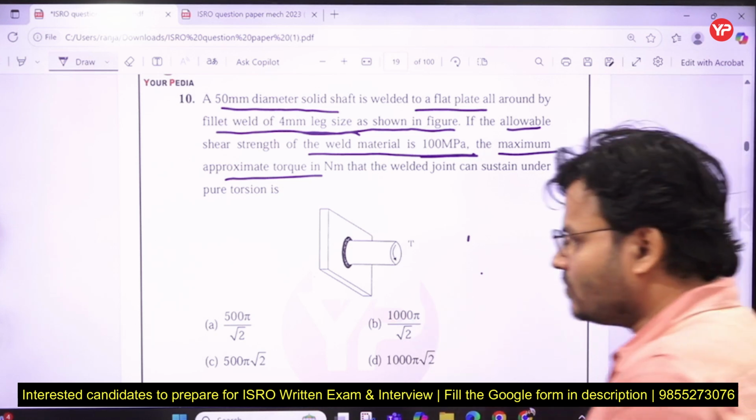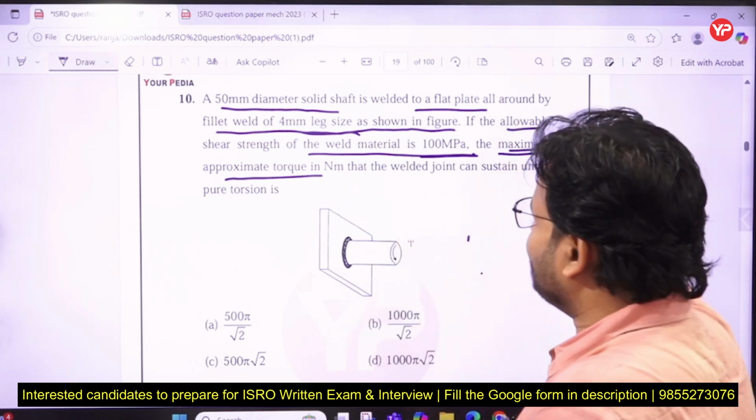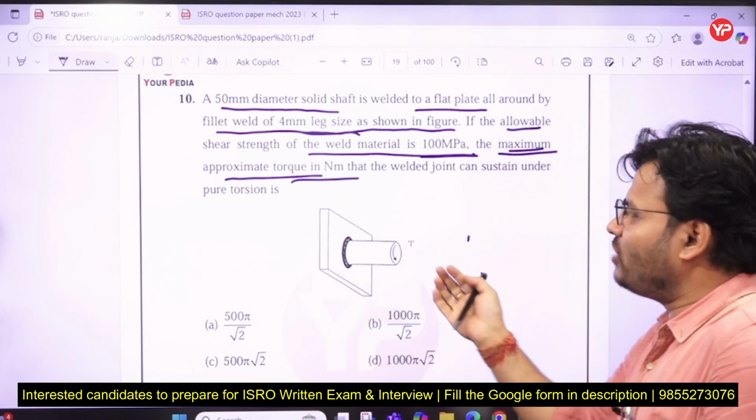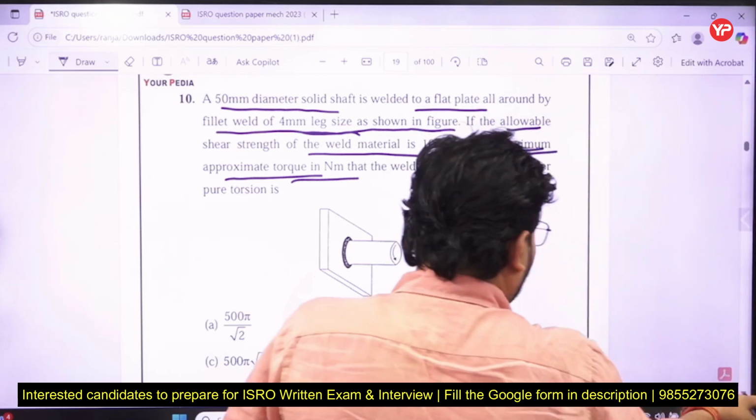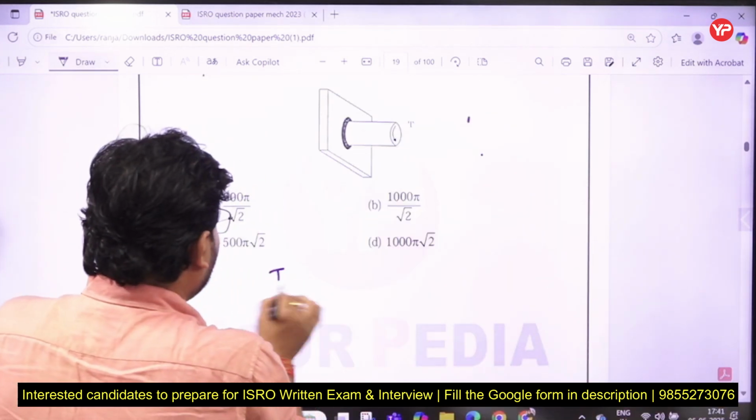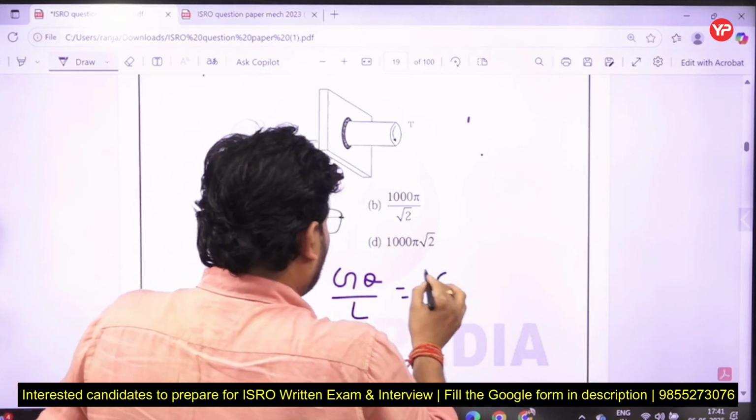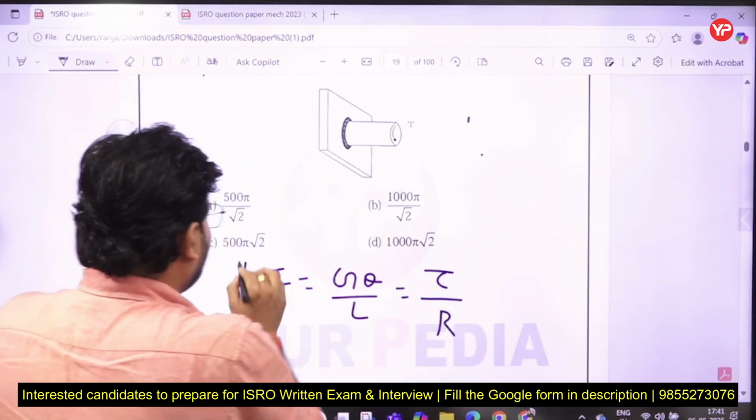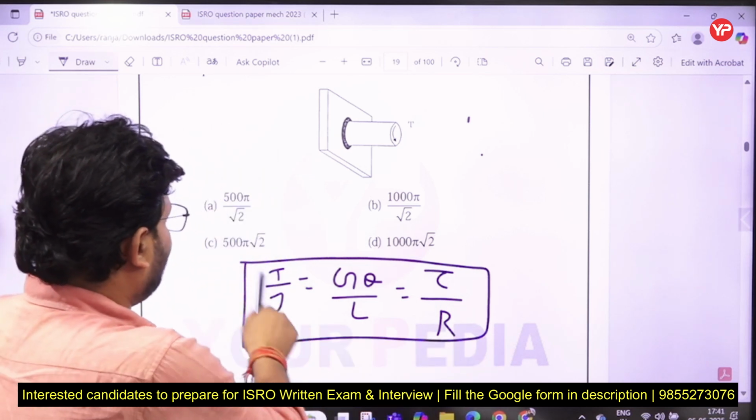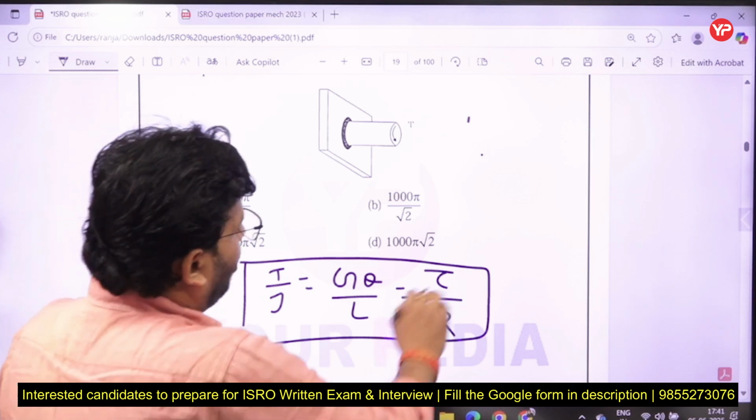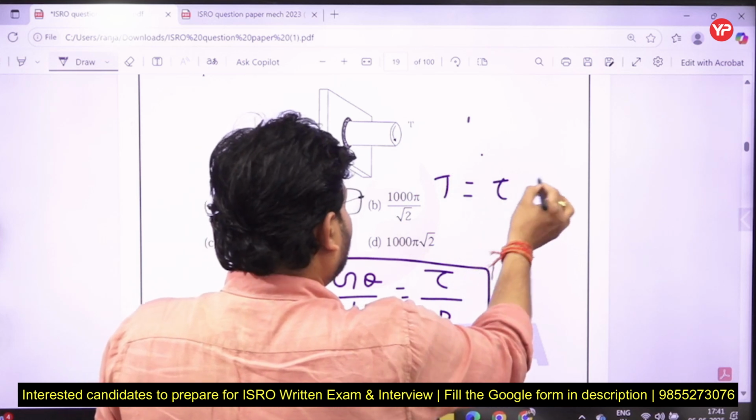So now see, my dear friends, in the question we have to calculate the maximum approximate torque of the welded joint. So what will be the equation? First you have to know the equation of twisting. So simply we can say, sir, I know T by J equals G theta by L equals tau by R, that is the equation of torsion, or you can say the twisting equation. Sir, in this question I have to calculate T, tau is known, R is known, so can I say T is equal to tau J upon R?